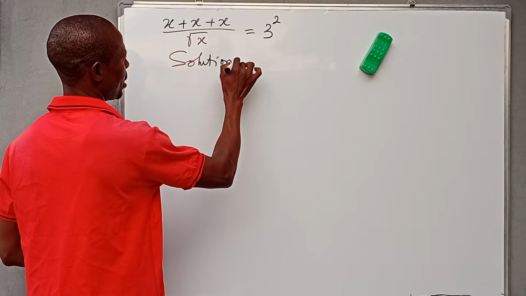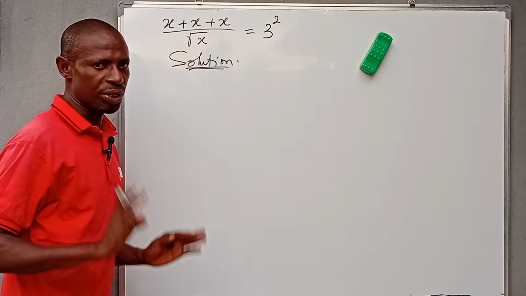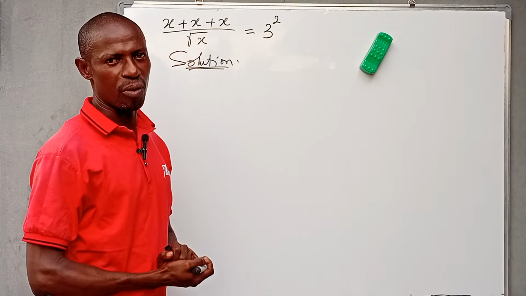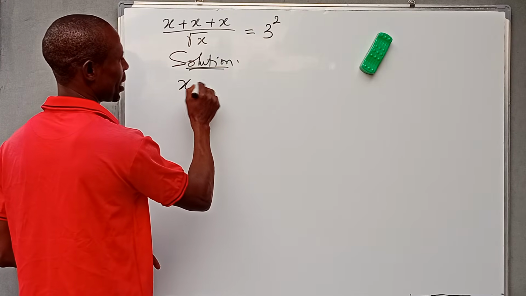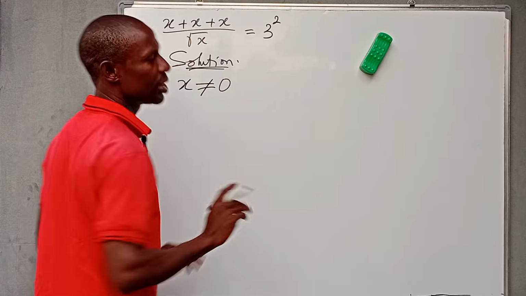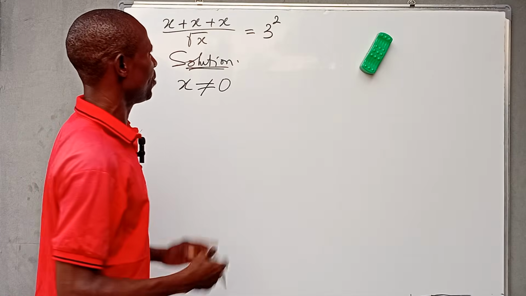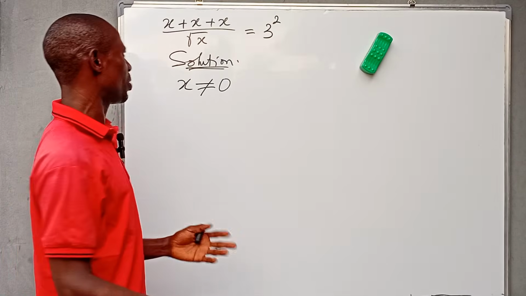Now, if you check this question carefully, we should know that x cannot be equal to 0. So that is the first assumption we're going to take here, that x cannot be equal to 0. Okay, good. So if x cannot be equal to 0, how do we evaluate it?